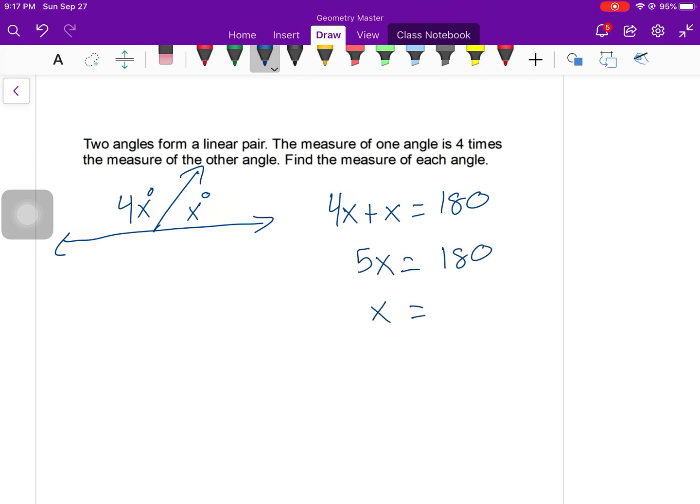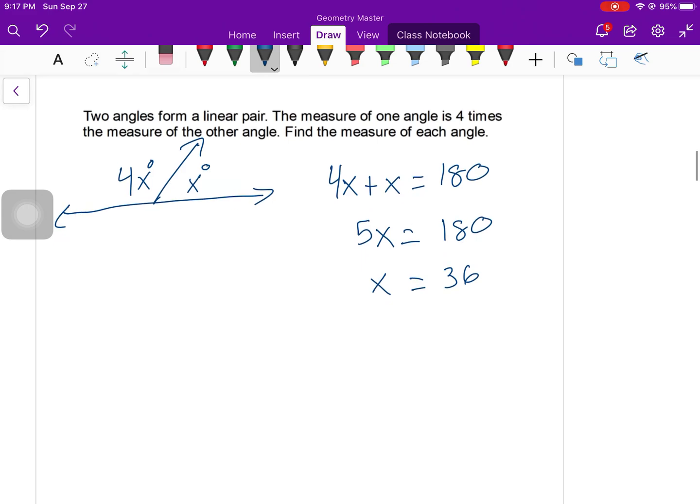Divide both sides by 5. I've got x equals, well, 5 goes into 18 3 times, then it goes into 30 6 times. So x equals 36, 36 degrees.